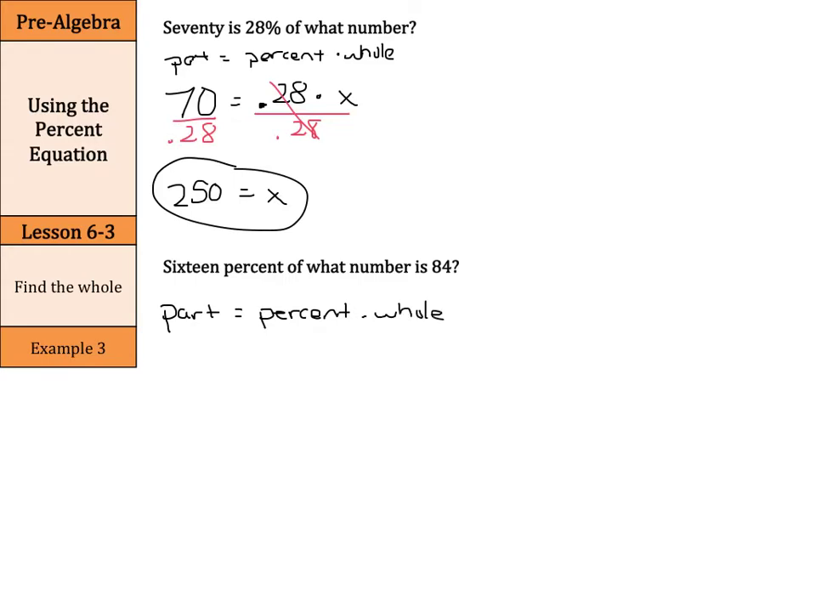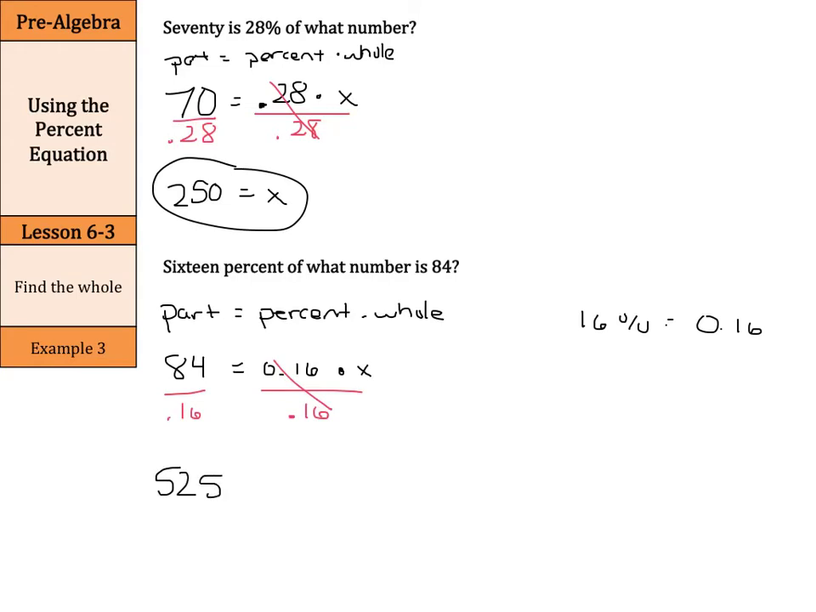16% of what? Well, 16% is 0.16, so 0.16 of what number? So 0.16 times x is 84. 84 is our part. Once again, divide by the 16 hundredths on both the left and the right side of our equation. And again, we should expect a bigger number than 84 here. Sure enough, 84 divided by 16 hundredths is 525, equals x. So 16% of 525 is 84.